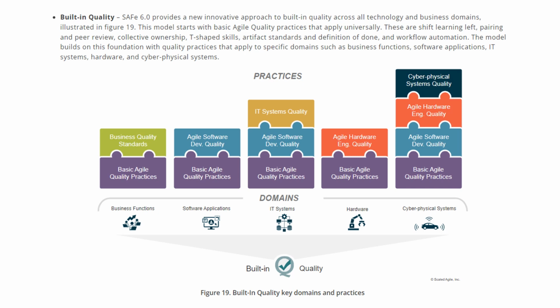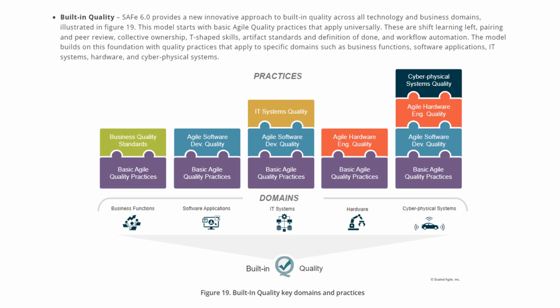Built-in quality has also been changed as part of SAFE 6.0. SAFE 6.0 provides a new innovative approach to built-in quality across all technology and business domains, as illustrated in this picture. This model starts with the basic agile quality practices that apply universally. These are shift learning left, pairing and peer review, collective ownership, T-shaped skills, artifact standards, and definition of done, and workflow automation. So these are the 6 or 7 tenets of built-in quality.